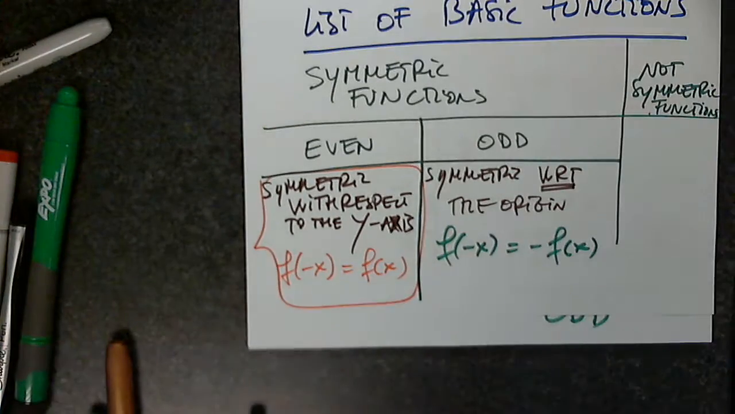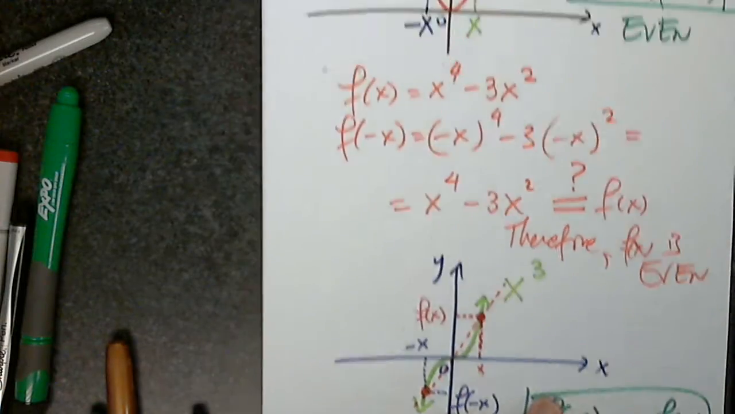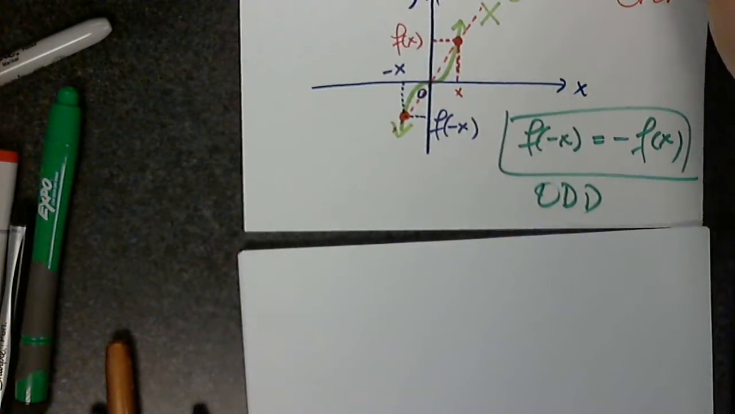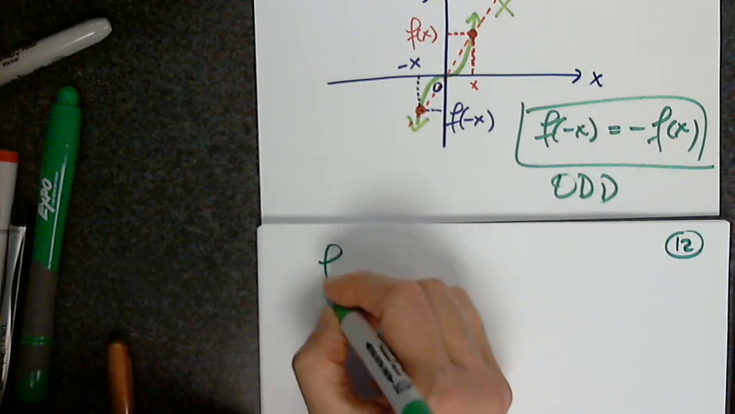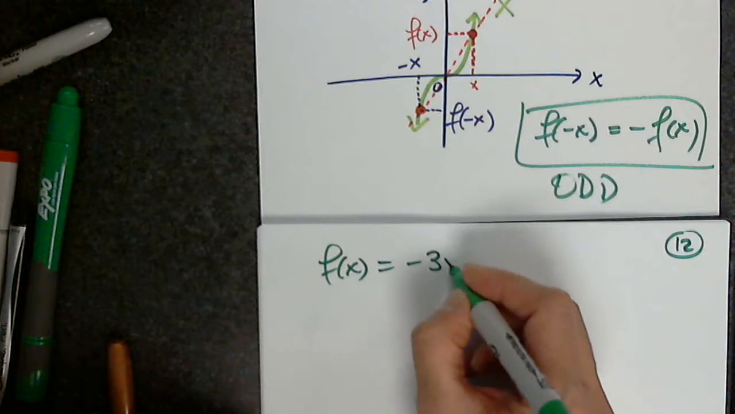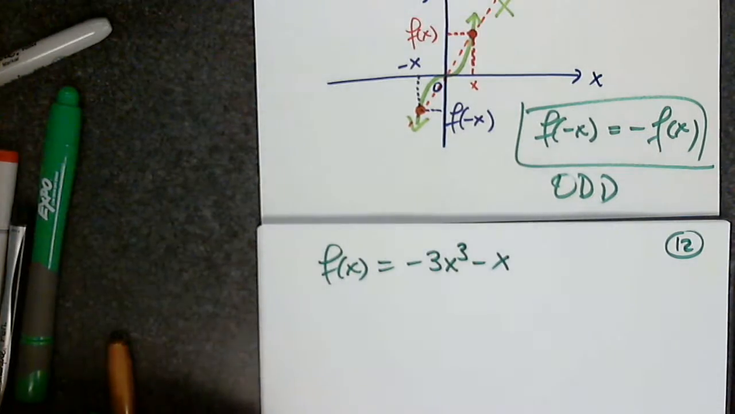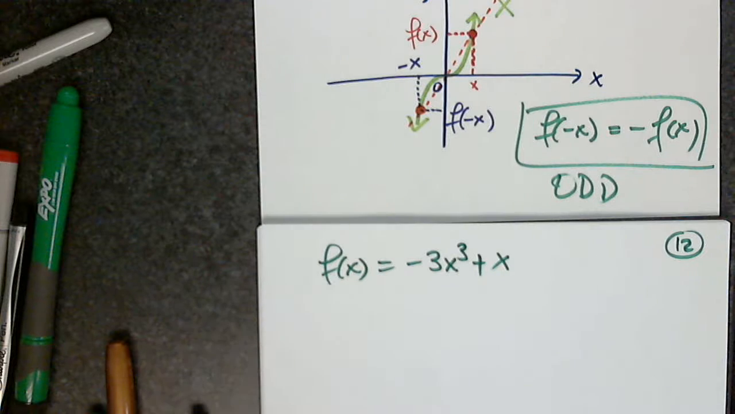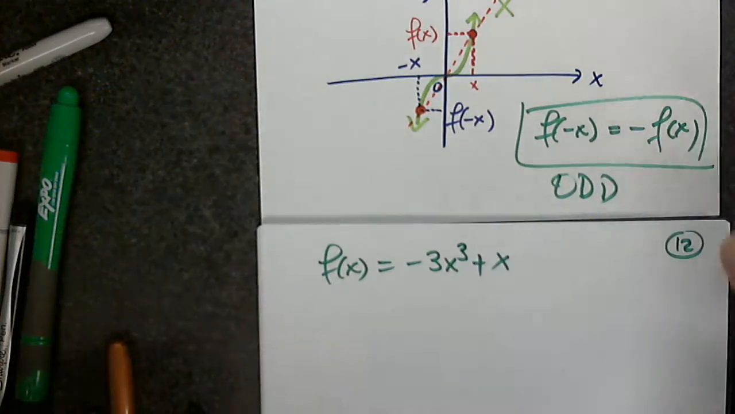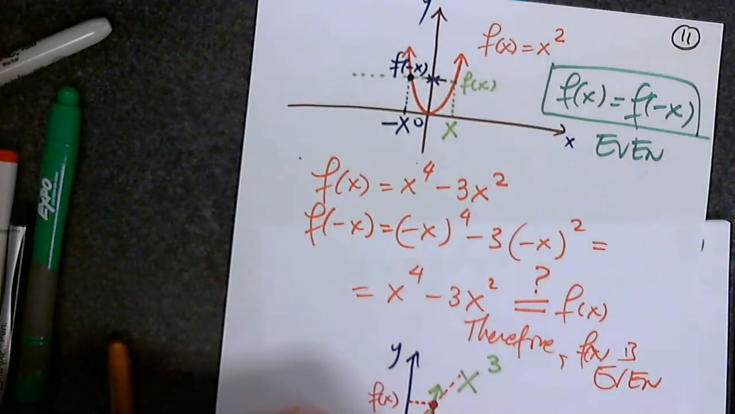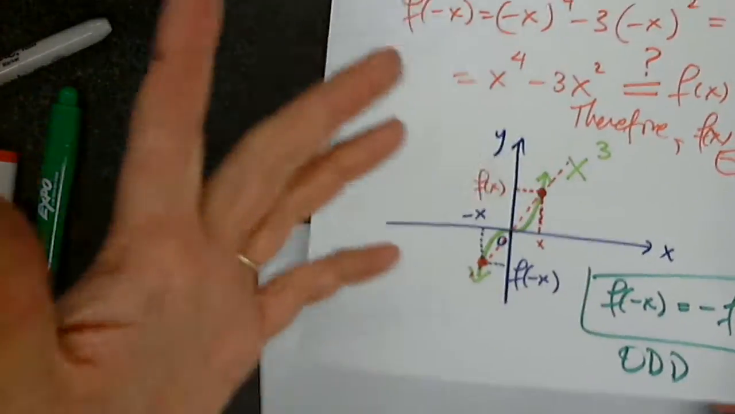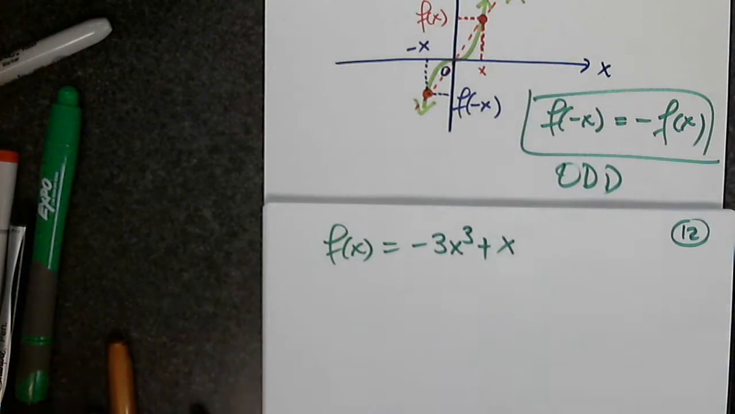Perfect. And now I'm going to give you another example. Let's look at one more example here, and then we'll list those functions. Let's say we have f of x equals negative 3x cubed minus x. Let's make it plus x. And I'm asking you whether this function is symmetric. Yes. No matter what, if it is even or if it is odd, in both cases I have to find f of negative x. Mandatory.